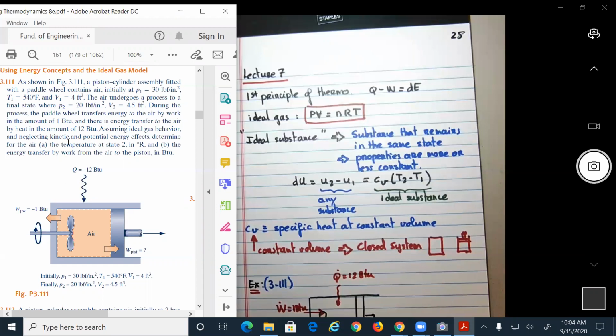Assuming ideal gas behavior and neglecting kinetic and potential energy effects, determine the temperature at state 2 and the energy transferred by work from the air to the piston. So we need to determine T2. We can use the ideal gas assumption. But they give you the value. Oh, by work from the air. Okay. I need to find, then, work. What I will call this one, instead of air, I will call it work piston.